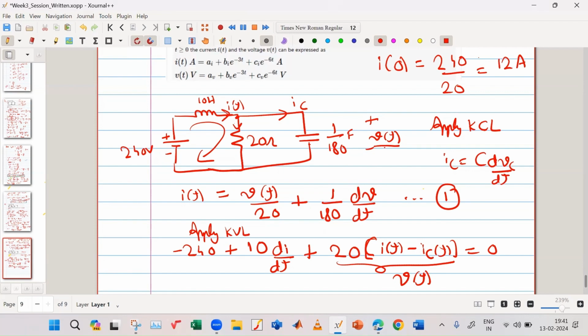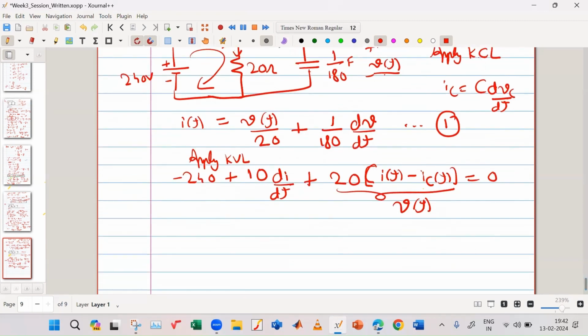So I'll repeat it. The voltage is 240 plus 10 di dt plus the drop across this resistor, that is equal to the resistance into the current. But I have an easier way: I know the capacitor and resistor are in parallel, so the voltage across the resistor is the voltage across the capacitor. So I write my final equation as minus 240 plus 10 di by dt plus V of t is equal to 0.